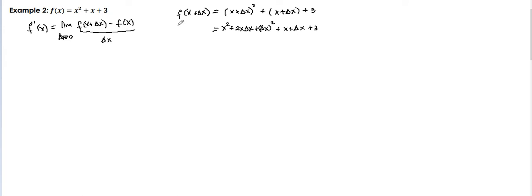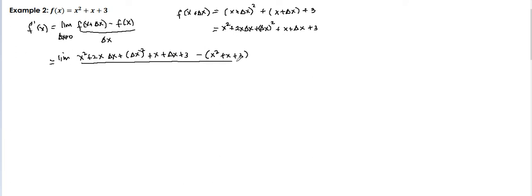Okay? So, automatic yan na po yung ating f of x plus delta x. Okay, so we will just substitute this. Our f of x plus delta x is x squared plus 2x delta x plus delta x squared plus x plus delta x plus 3 minus our original function, which is x squared plus x plus 3 all over delta x as delta x approaches 0.